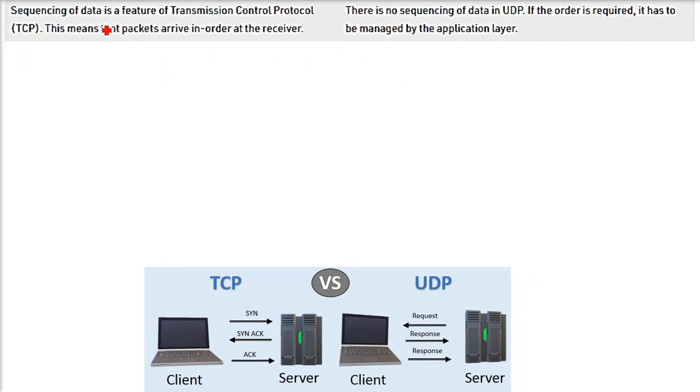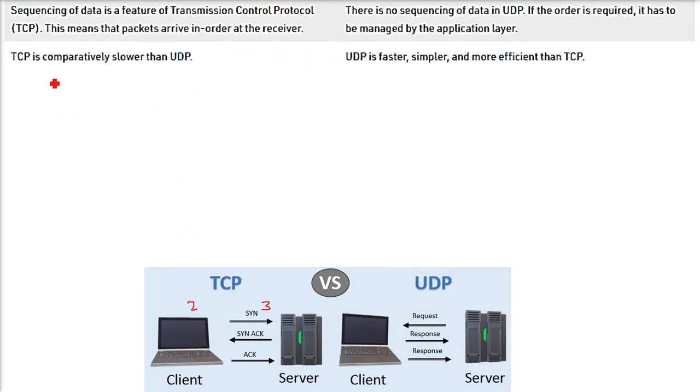Sequencing, as I said, the header of TCP contains a sequence number. So sequencing of data is a feature of the Transmission Control Protocol. This means that the packets will always arrive in order. If you send packets 1 2 3, they will always be in 1 2 3 order. This mechanism of reliability and proper connection establishment means packets will arrive in order. In UDP, there is no sequencing. There is not even a sequence number in the header. So if the order is required, it has to be managed by the application layer. UDP will not consider the sequence number.